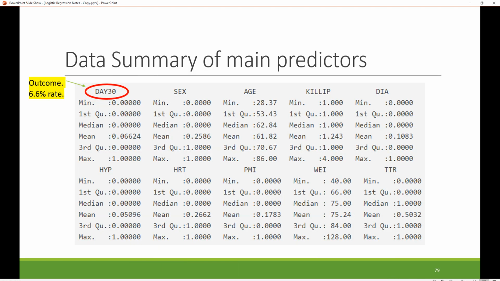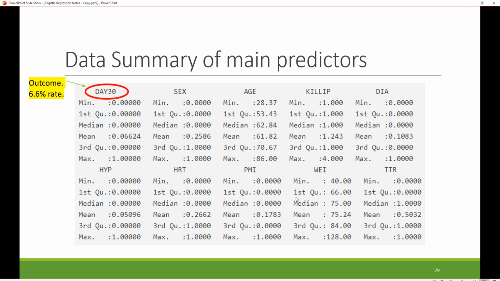And here's a data summary of our main predictors. We see that on the top left, our outcome of day 30 shows that we do have a 6.6% mortality rate, and you see that in the mean equals 0.06624. Most of our respondents are males, because sex is coded as 1 for females. We only have about 26% of our sample made up of females. The average age is about 62 years.